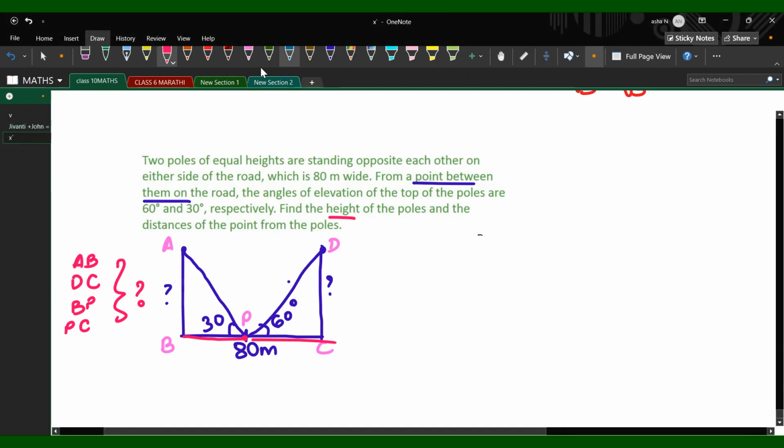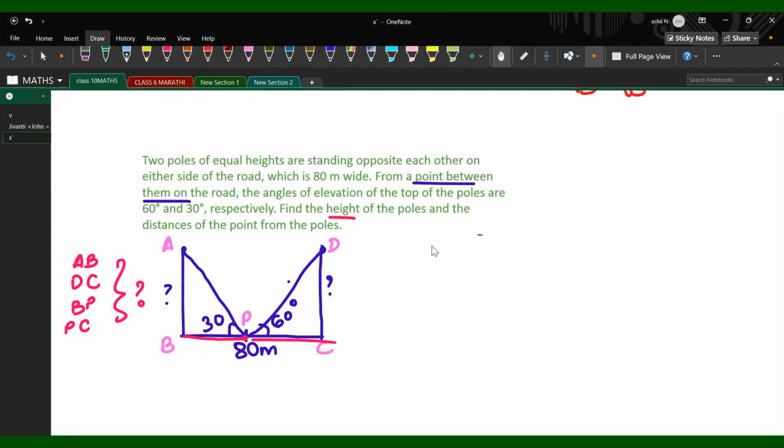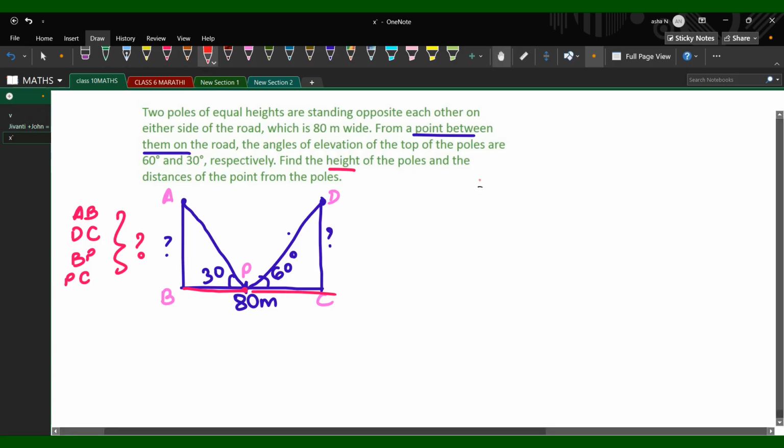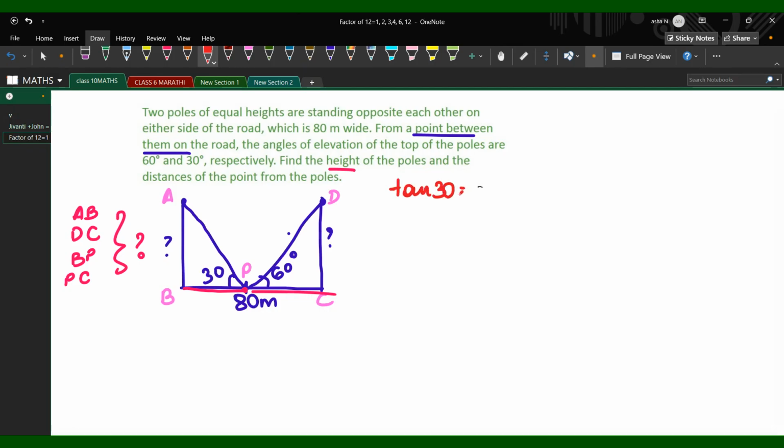Adjacent, opposite. Tan. Yes, we are going to take tan now. Chalo, let us take tan 30 first, which is 1 upon root 3. So tan 30, which is 1 upon root 3, equals AB upon BP. Correct?